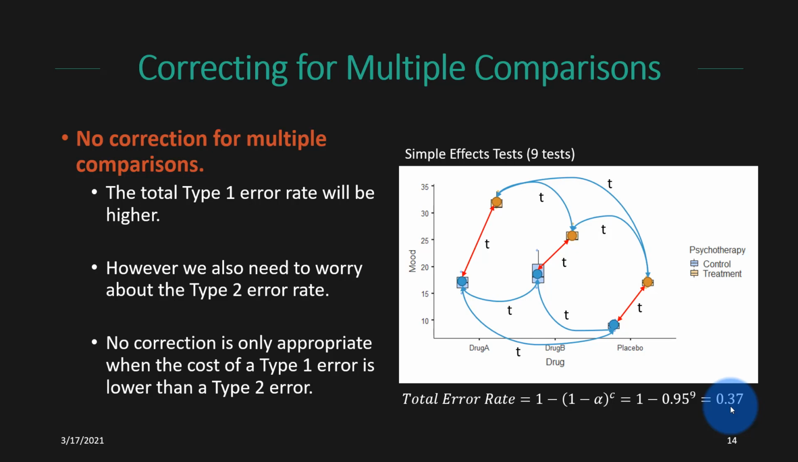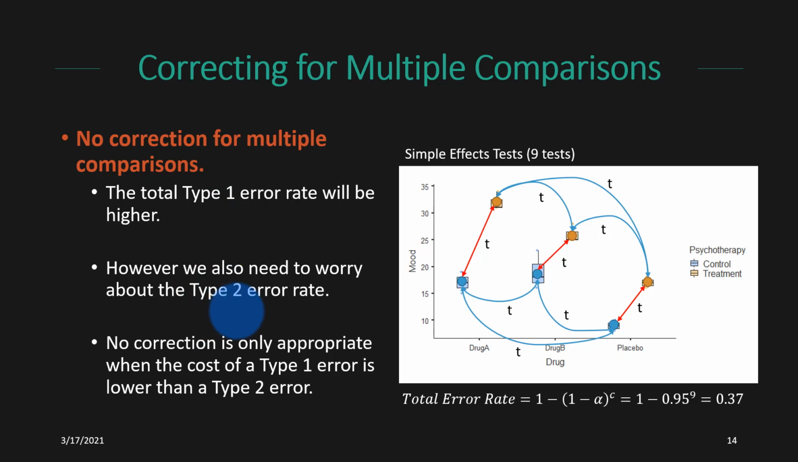So if we don't make any adjustment for multiple comparisons, a 37% chance of a type 1 error is obviously much higher than a 5% chance of a type 1 error. So that's why we say that this is pretty liberal. Your total type 1 error rate is going to be a lot higher if you make no adjustment. However, type 1 errors aren't the only kind of errors that are a problem. We might also be worried about a type 2 error rate, right, or a false negative.